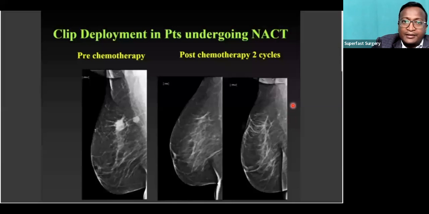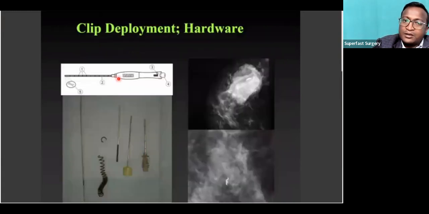So that is why, because of this kind of pathological complete response, we need to deploy the clip. We need to put the clip in this small triple negative or HER2 positive breast cancer, so that after chemotherapy, if there is no tumor, how will you go and resect the tumor? So that is why we deploy the clip. And this is another important use of ultrasonography. Ultrasonography guided, we'll put the clip.